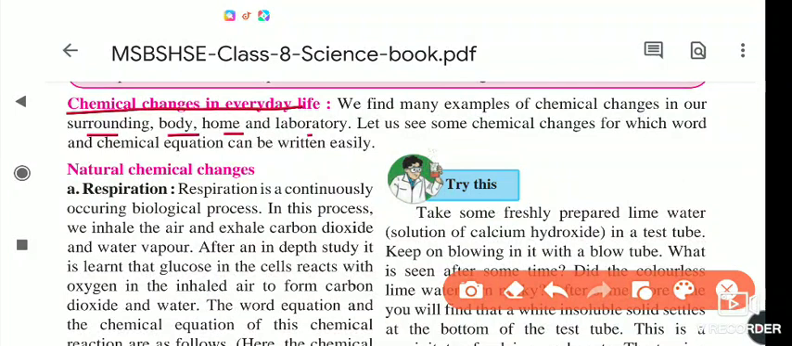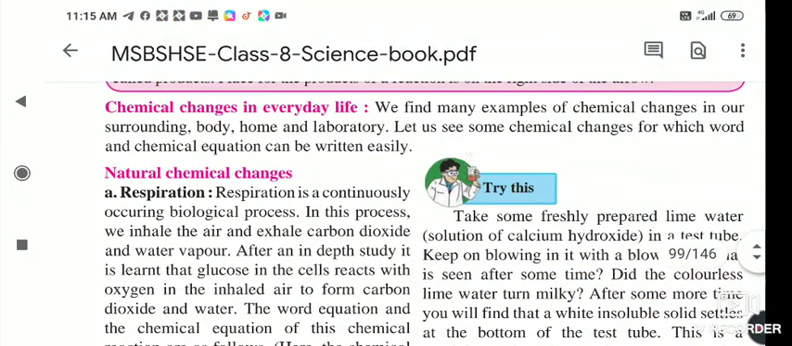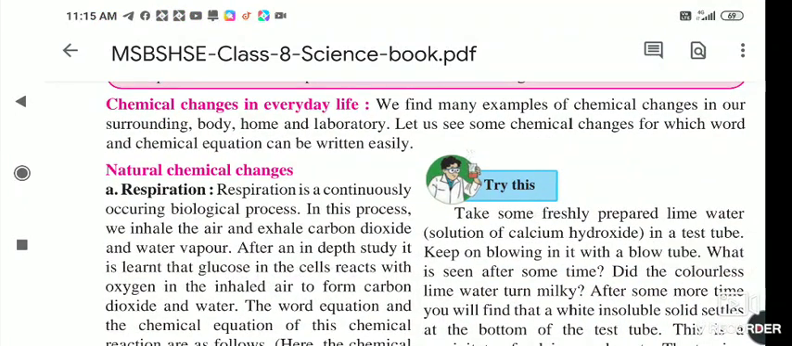Inside the home also, milk turns to curd, spoiling of food. These are examples which take place in our home, and here also we see chemical changes. And inside the laboratory also, we are doing some experiments, and chemical reactions take place. Let us see some chemical changes for which word and chemical equations can be written easily.